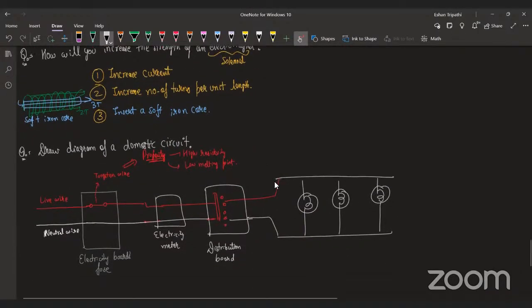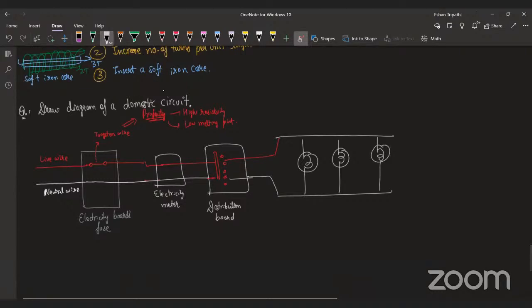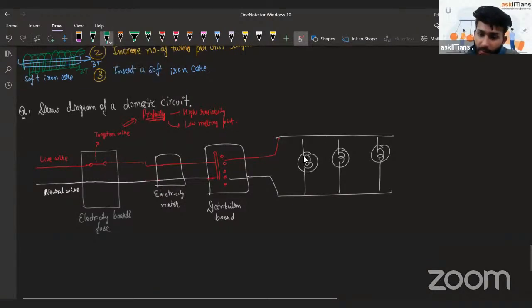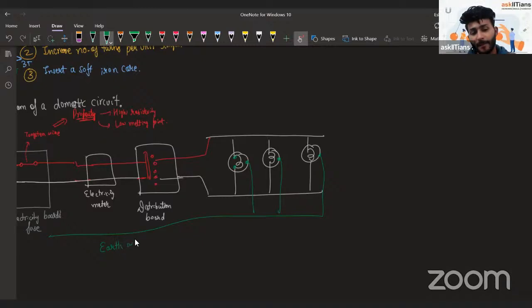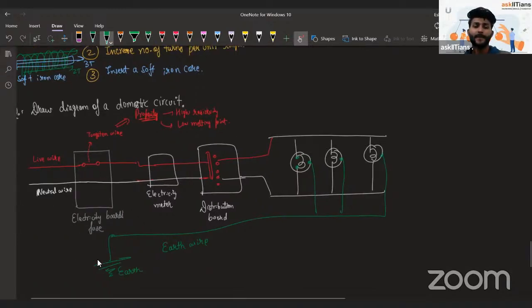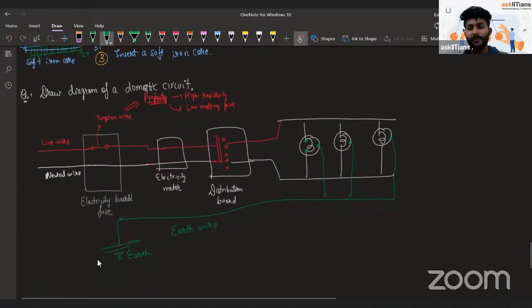So earth wire. Yeah, the earth wire. The sockets do not have just two holes, live and neutral. There's an earth hole also. So the earthing wire comes from here and all of them are connected. This is represented by green. This is the earth wire. All of them go into the earth. You can draw it like this also. So this is the circuit that we're going to draw for the domestic circuit.